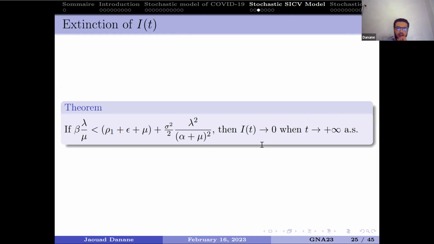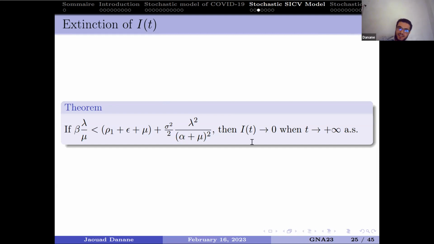Here we talk about the extinction of the infection. We have proved the extinction of the infection. The disease dies out in the case where beta times lambda divided by mu is less than rho 1 plus epsilon plus mu plus sigma rho 2 divided by 2 lambda rho 2 divided by alpha plus mu rho 2. So if we have this condition, that means if we can control the volatility sigma, we can get the extinction of the infection.